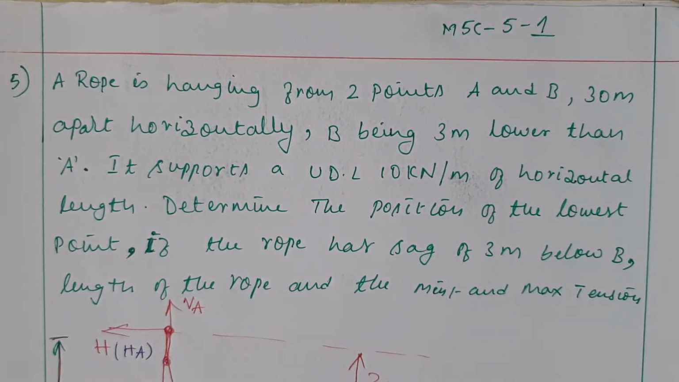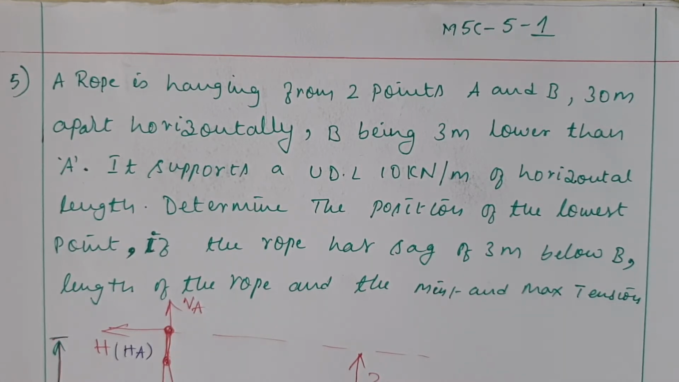We are considering a rope which is tied at 2 points, one at A and another at point B. Point B is below point A; that is one condition they have given. B is 3 meter lower than A. Another condition they have given is that the rope sags 3 meter below point B.